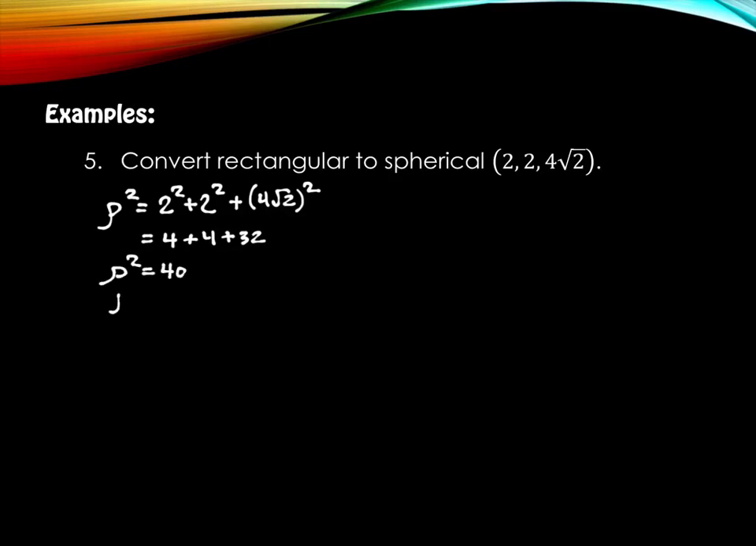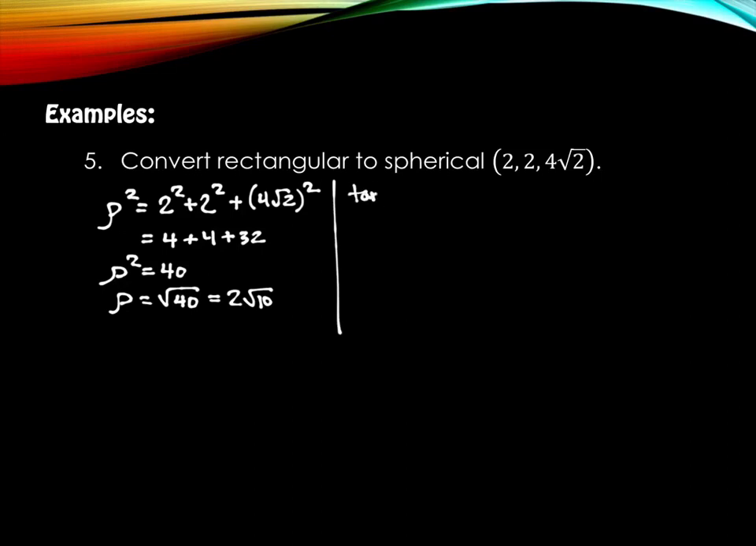So rho is the square root of 40, which simplifies to what? 4 square root of 10. Close. 2 square root of 10. Yeah, just moved a little too quick on that one. Okay, we've got a third of the way there. That's rho.